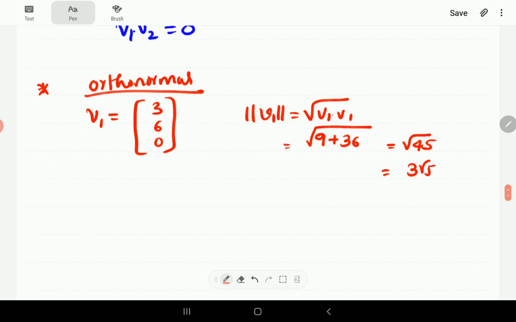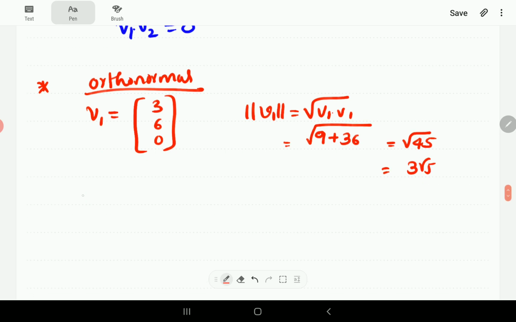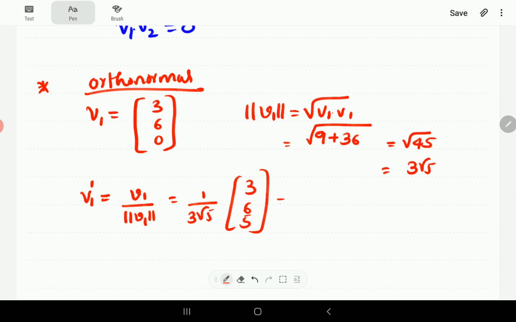Okay, so if I divide our vector, let me consider the new vector as, say, v1 dash, which is the normalization of vector v1 upon norm of v1. This gives you 1 upon 3 root 5 into (3, 6, 5). So dividing, what you will be getting here is 1 by root 5, this is 2 by root 5, and this will be root 5 by 3. So this is your orthonormal vector.